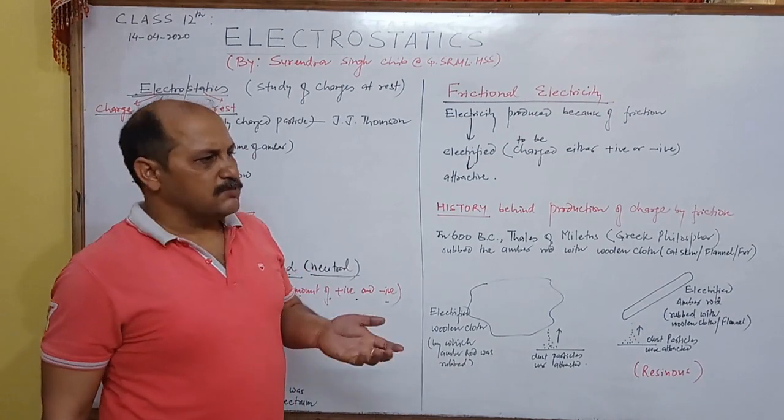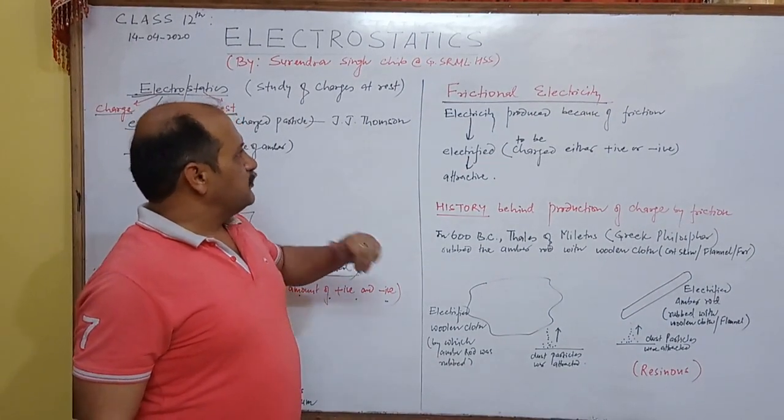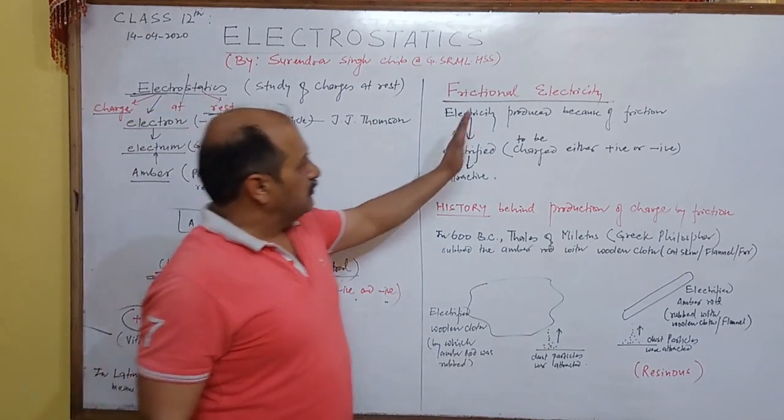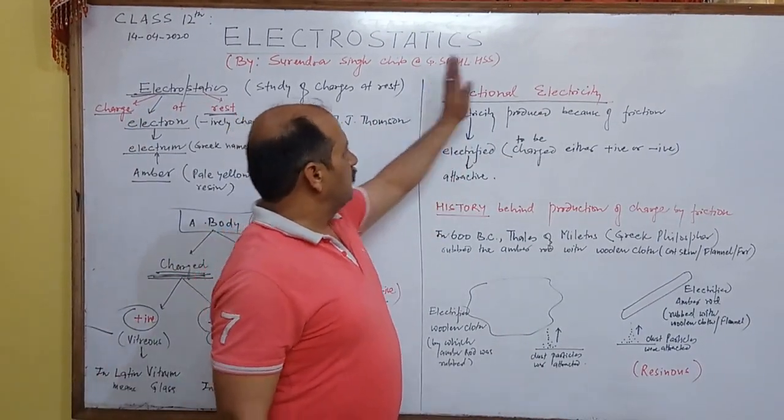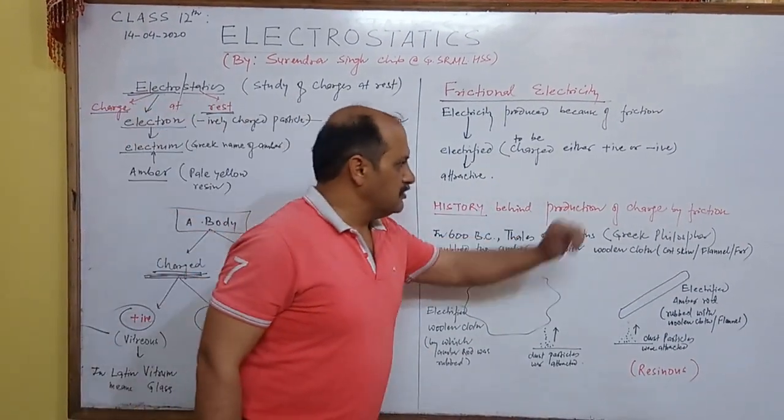Charge can be produced in many ways, but first of all, let me explain how charge is produced because of friction. That is called frictional electricity. Now there is some history behind the production of charges by friction.